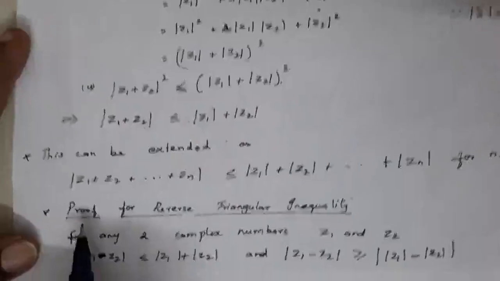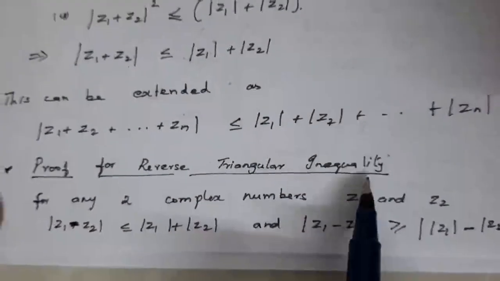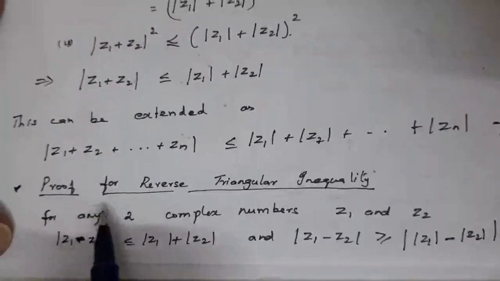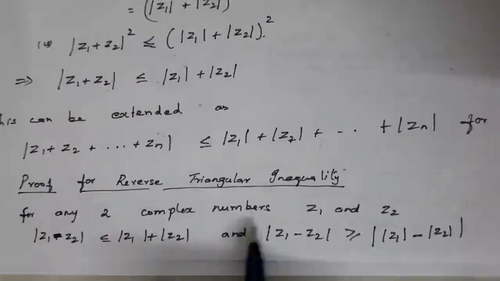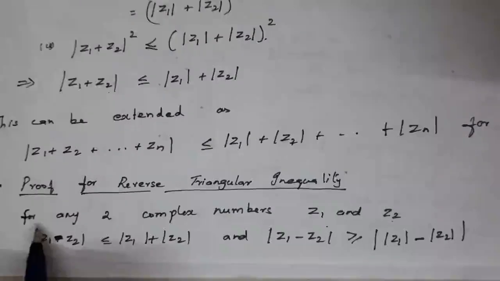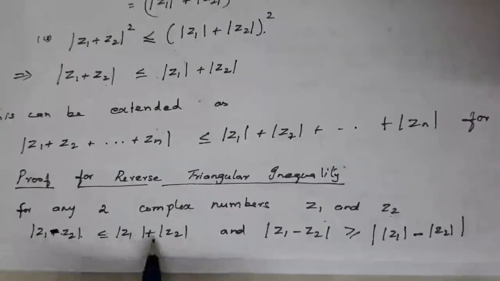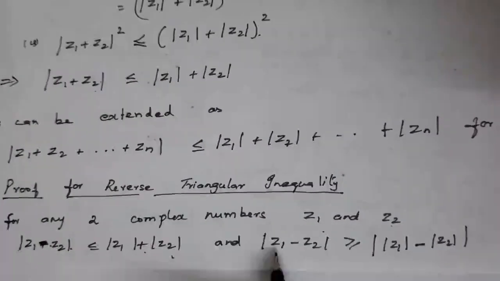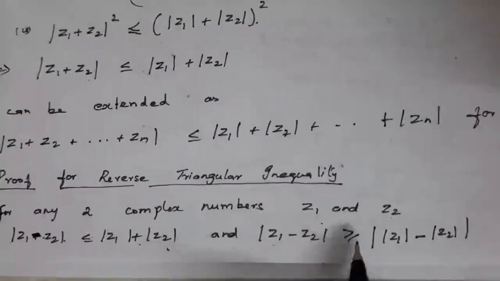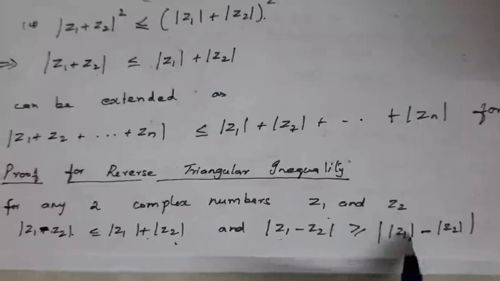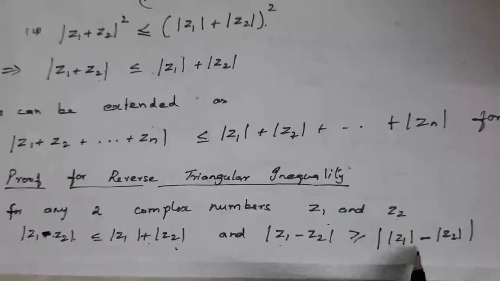Now let us see the proof for the reverse triangular inequality. So what is the statement of the reverse triangular inequality? For any two complex numbers Z1 and Z2, modulus of Z1 minus Z2 is also less than or equal to modulus of Z1 plus modulus of Z2, and modulus of Z1 minus Z2 is greater than or equal to modulus of Z1 minus modulus of Z2 under the whole modulus.